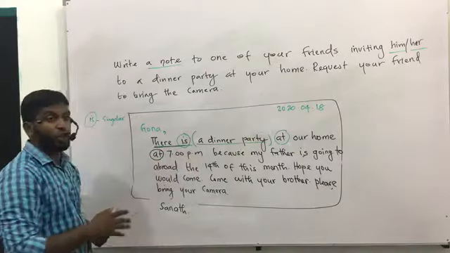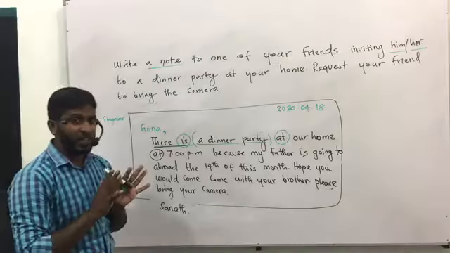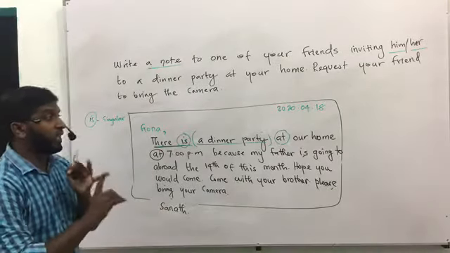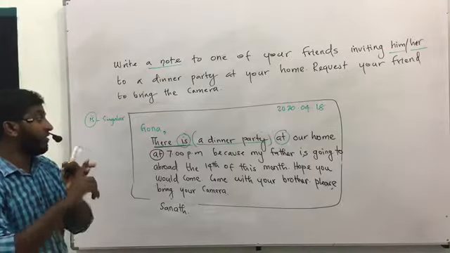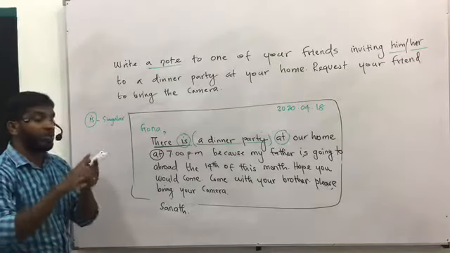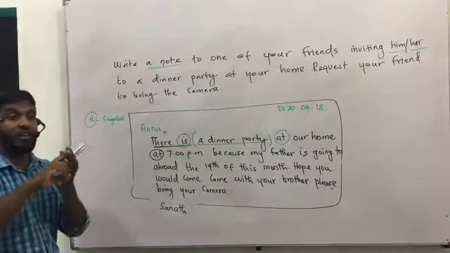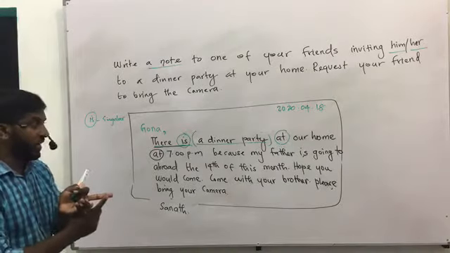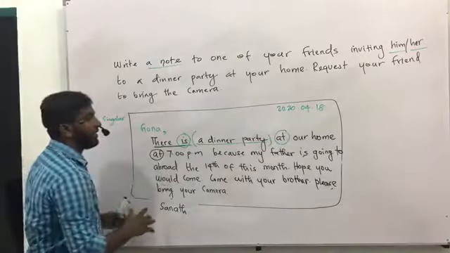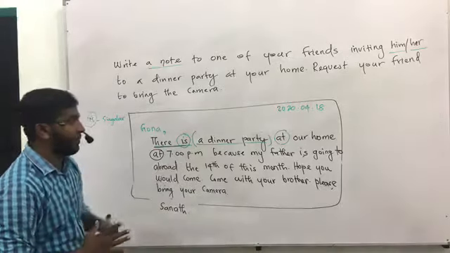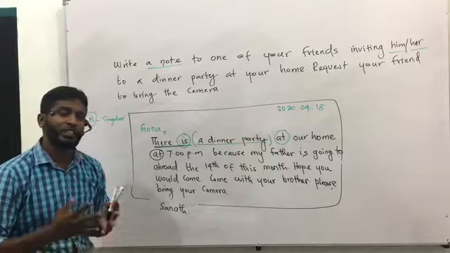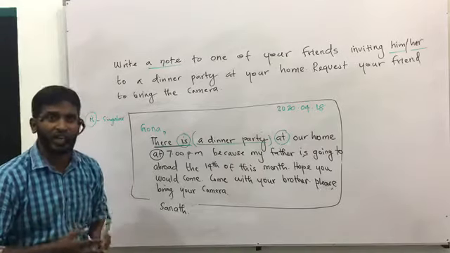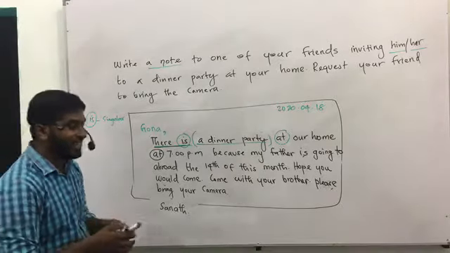So as I told you earlier, after the at preposition, you can write a pronoun, a place, a time, an age, or an amount, right? There is a dinner party at our home at 7 p.m. Why have you arranged this dinner party at your home at 7 p.m. on a particular day? Why? There is a reason.